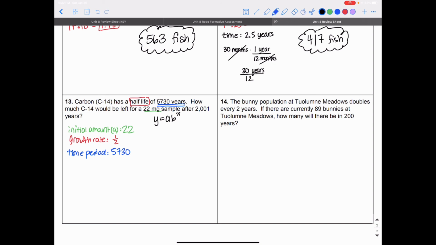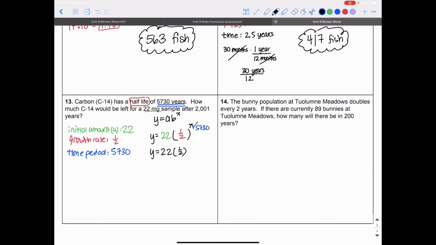So when I create my equation, I'm doing y is equal to that 22. So 22 is my initial amount times the growth rate, which is 1/2, to the x power. But this should be the number of time periods that have passed by. So I want to be able to plug in a number of years and get the number of time periods in my exponent. So I need to make sure I also divide by that time period. That means if 2,000 years have passed by, if I divide that by 5,730, I can see how many time periods that actually is.